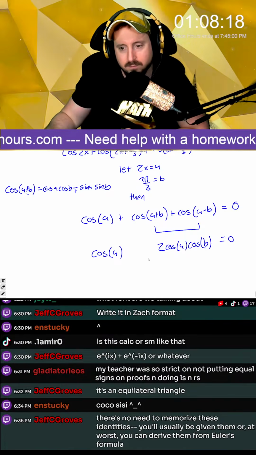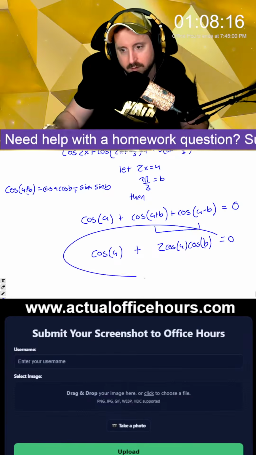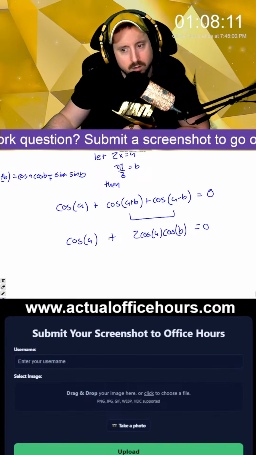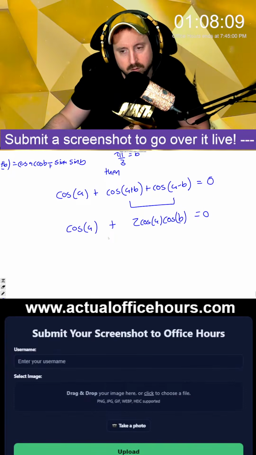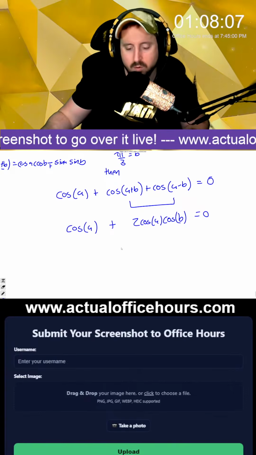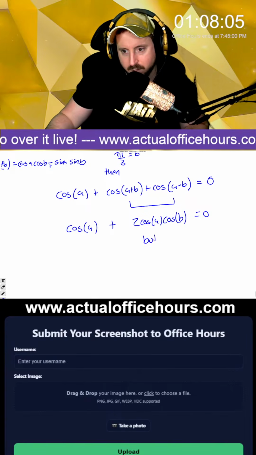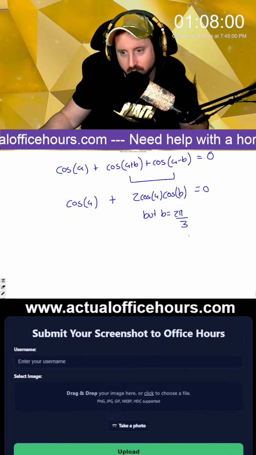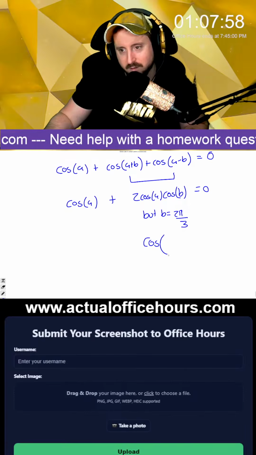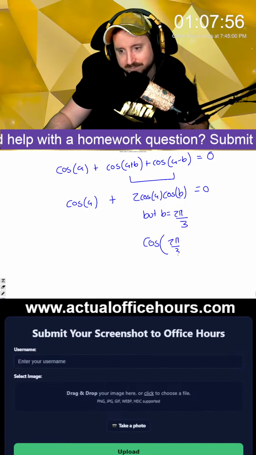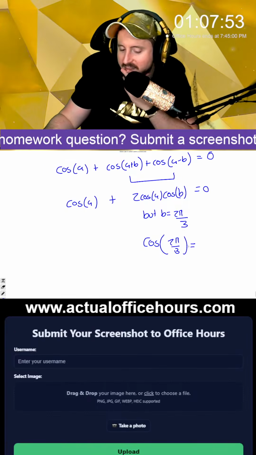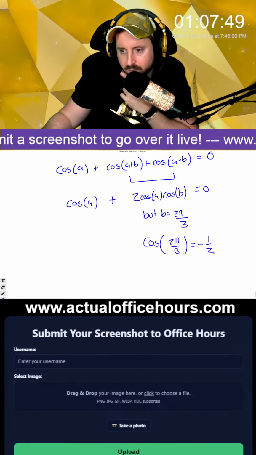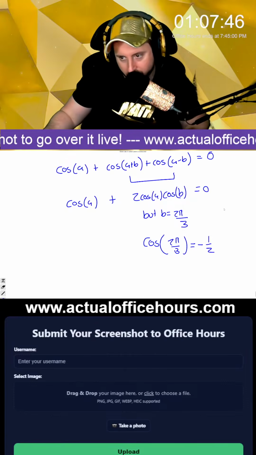So we have this. And you know what cosine of b is, because b is a fixed variable. It's 2 pi over 3. So cosine of b, cosine of 2 pi over 3, is equal to negative 1/2, right? And that comes from the unit circle, Darsh.